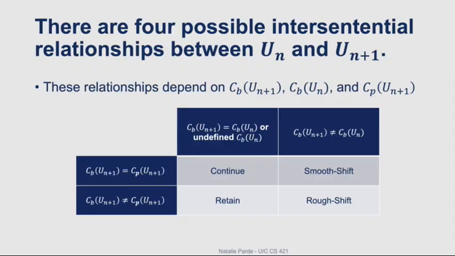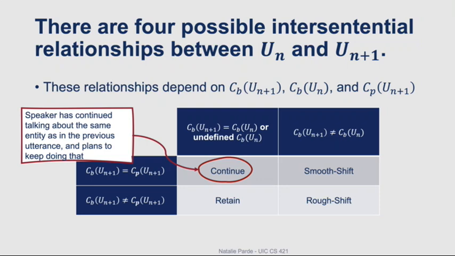So at this point, for a given pair of utterances U sub n and U sub n plus 1, we have 3 entities of interest. We have the actual C sub b of U sub n plus 1, and we have the actual C sub b of U sub n. Then we have the preferred entity C sub p of U sub n plus 1, which was selected from the ranked set of entities in C sub f of U sub n plus 1. Based on this information, there are 4 possible relationships between utterances U sub n and U sub n plus 1.